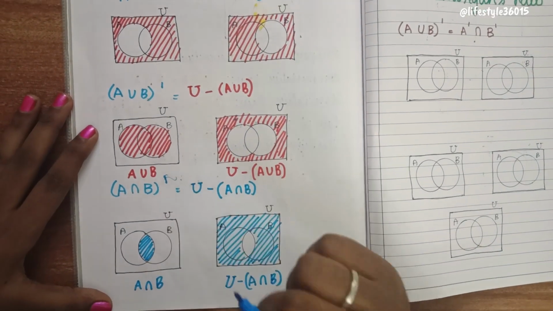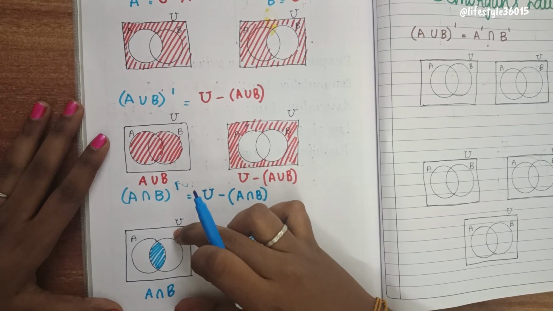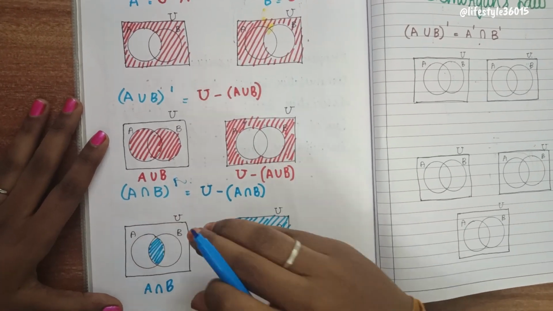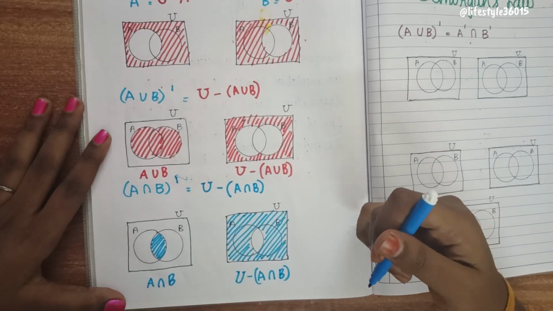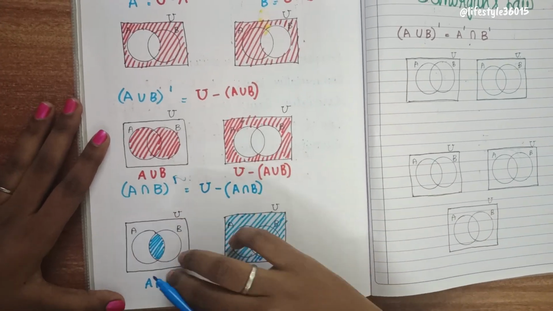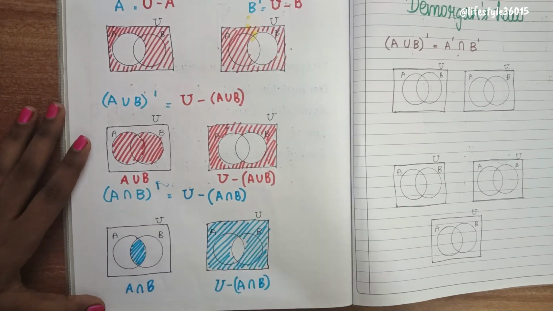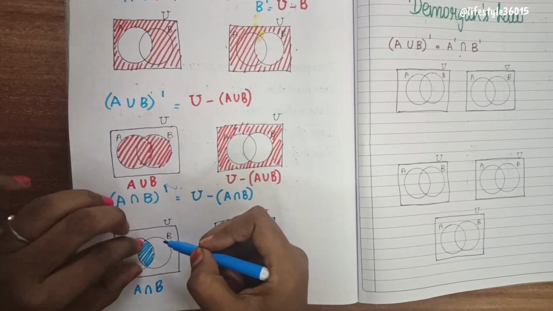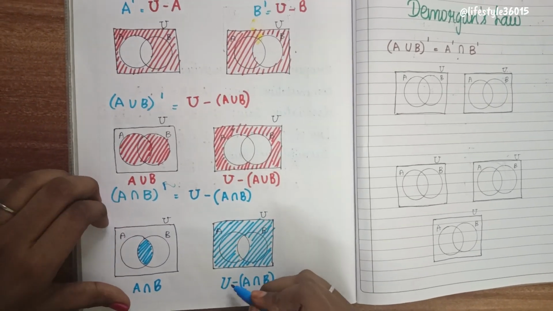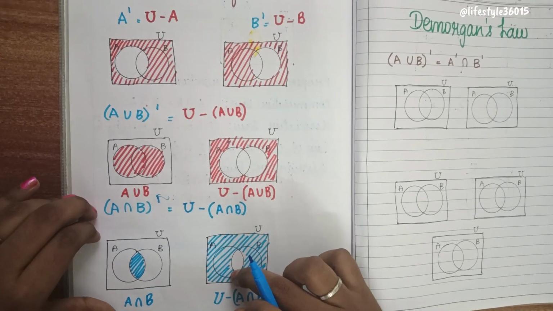When they ask the question as A intersection B the whole dash, first you should draw A intersection B and then you should subtract it with the universal set. How can we draw when we subtract it with the universal set? The remaining region is what you need to shade, except the region you have shaded for A intersection B. Look at here, for A intersection B I have shaded this region, but for universal set minus A intersection B I have not shaded that region.